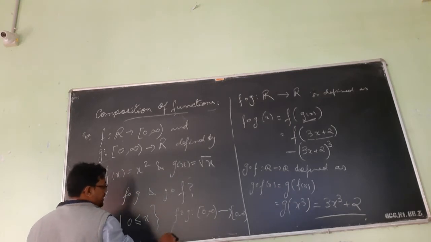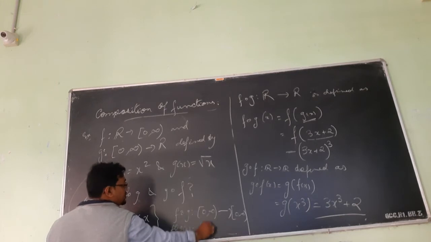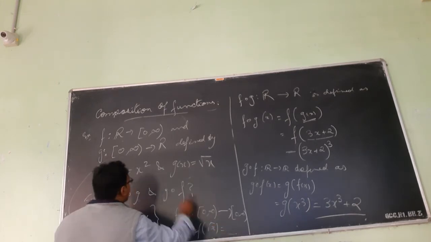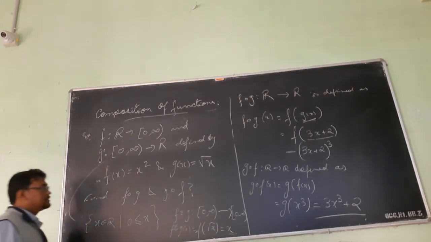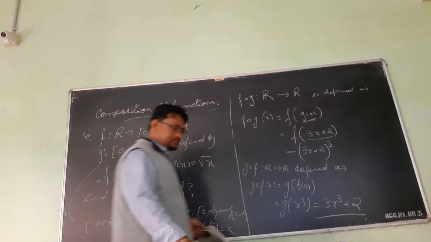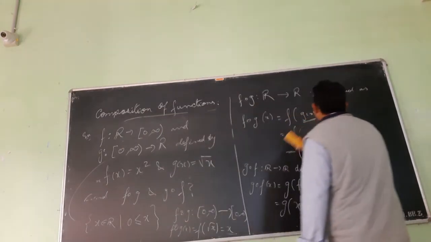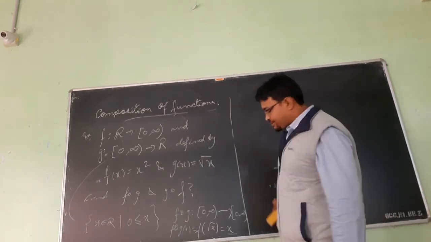So how is it defined? FOG of x will be f of g of x. G of x is already root x. F of root x means root x square, so that is x. So FOG of x is x here. And what is GOF of x?